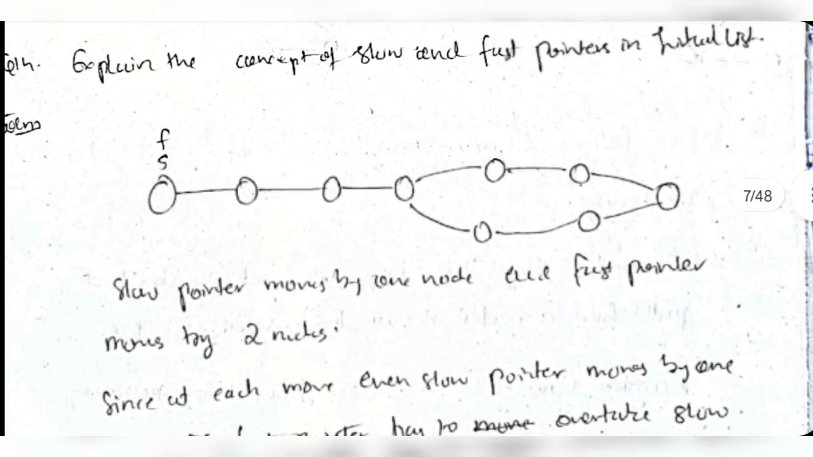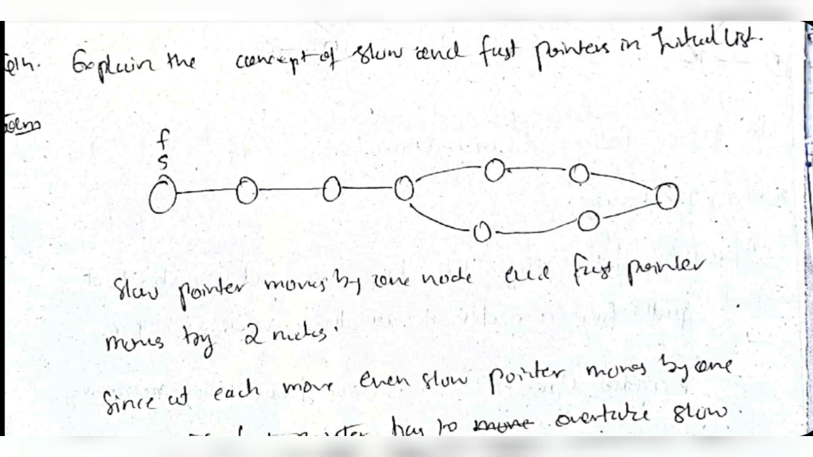So in any case it will come and meet s, so we can detect there is a cycle. If there is a cycle, then only it will come back, right? So that's how we detect a cycle in a linked list using the concept of slow and fast pointers.